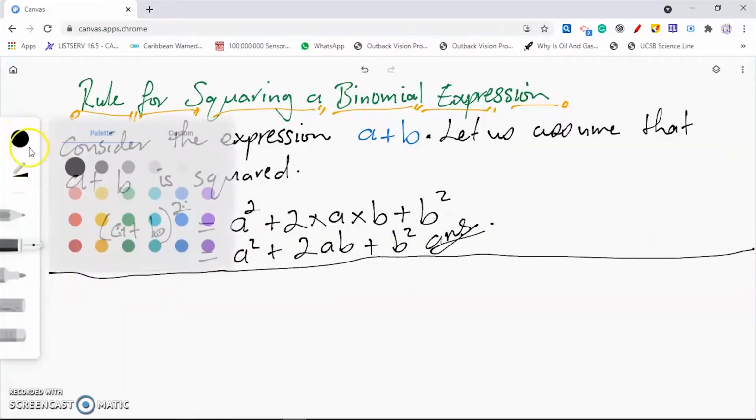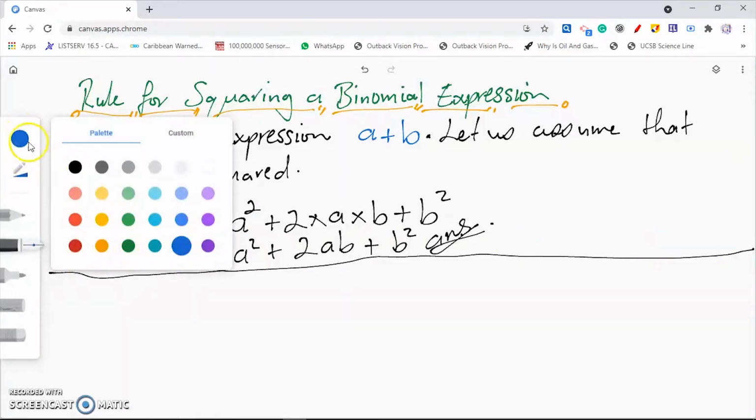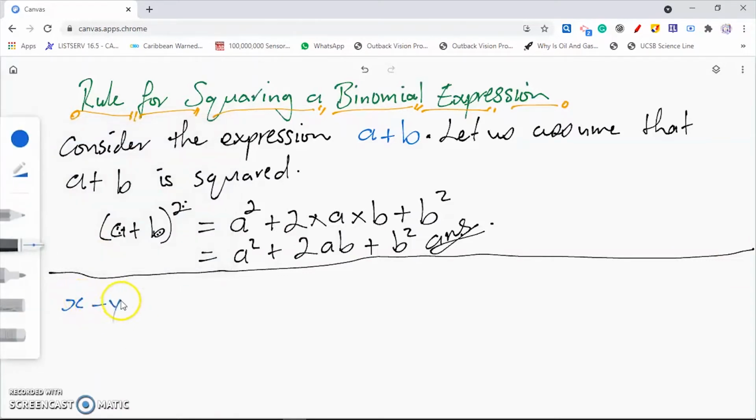Now let's say you have another expression. Let's say you have x minus y, and you want to square that. Now before you do this whole thing here, you have to rewrite x minus y as x plus negative y, all squared. So x minus y all squared is the same as x plus negative y all squared, because when you multiply the positive by the negative, you will get back the negative.